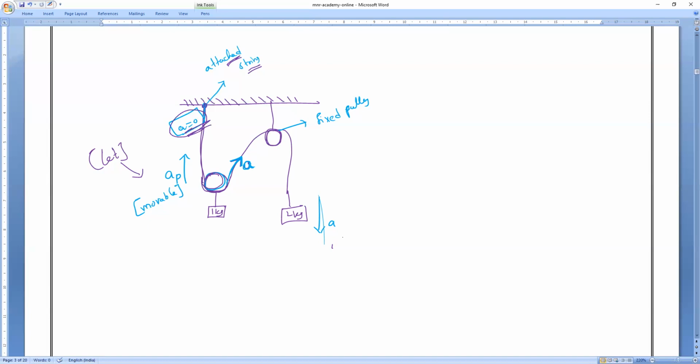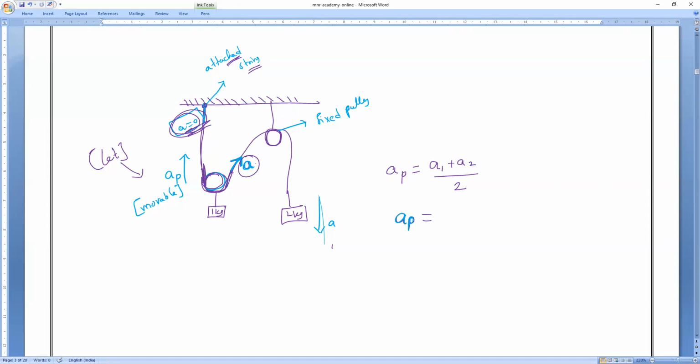So now I want the pulley acceleration. What is the formula for pulley acceleration, everybody? A1 plus A2 divided by 2. So only this is the mobile pulley. Observe very carefully: this side A and this side A0. So then what is the answer? Mobile pulley acceleration, all of you. What is the acceleration of the mobile pulley?